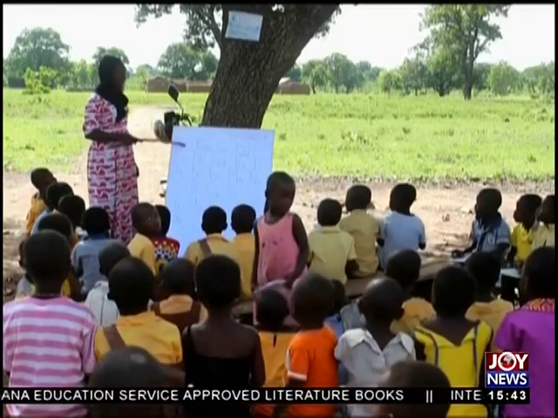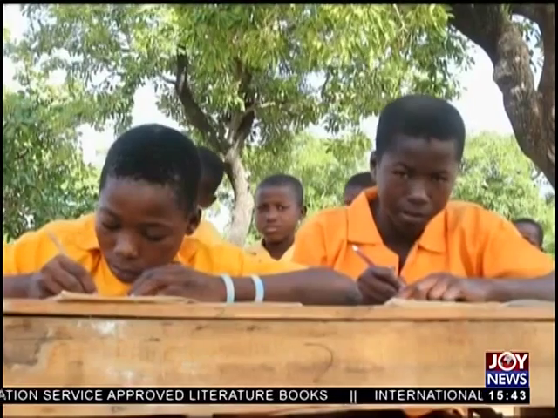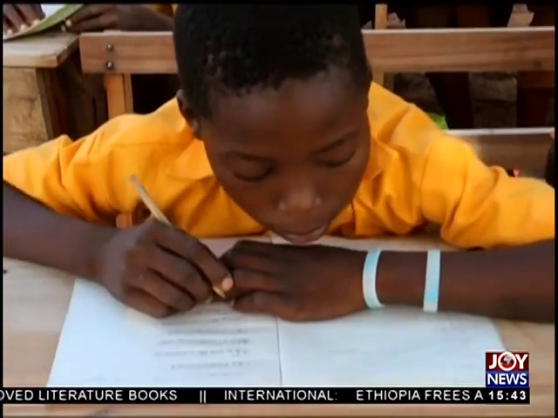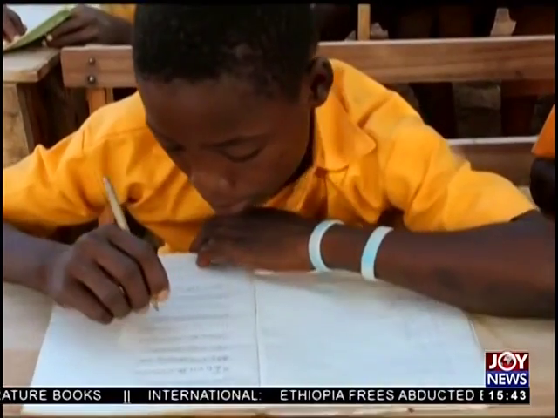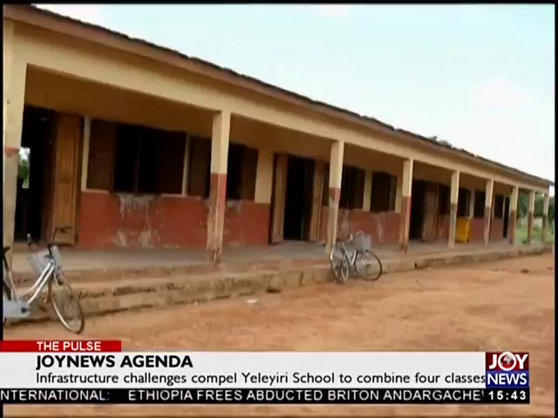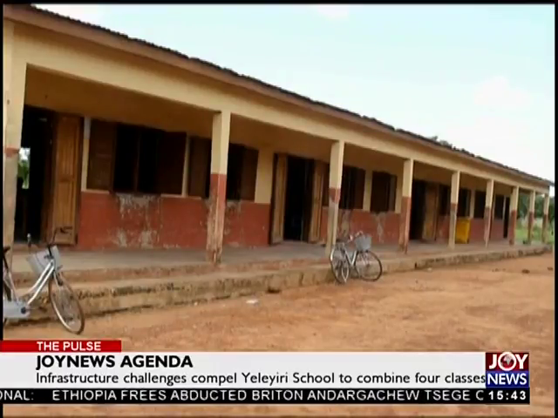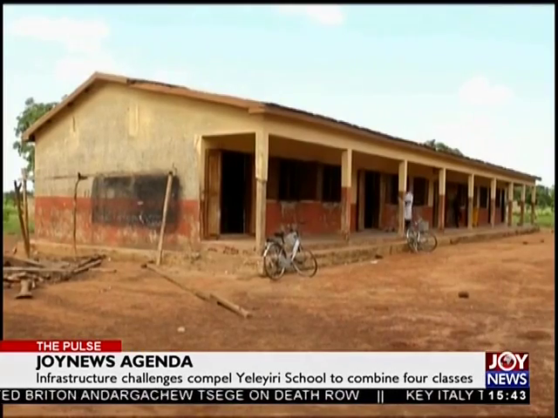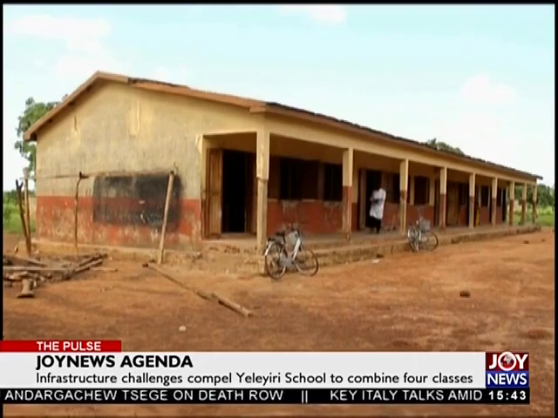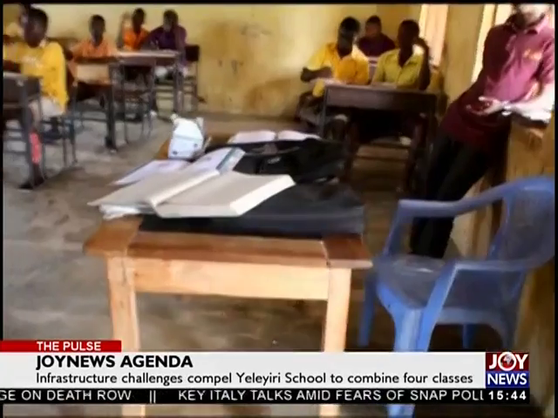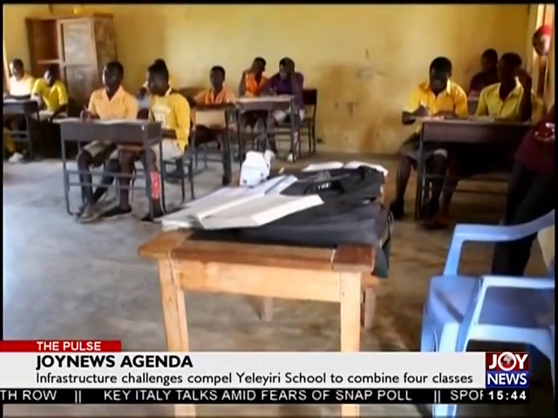The Yeleyiri Primary School was established some 13 years ago to address the challenges of pupils walking long distances to have access to education. The school has a population of 254 pupils. However, they have this 3-unit classroom block for all the 11 stages of education at the basic level. 4 classes are combined here in 2 classrooms. The cruel reality, however, is that there is no partition and the pupils are mixed together.